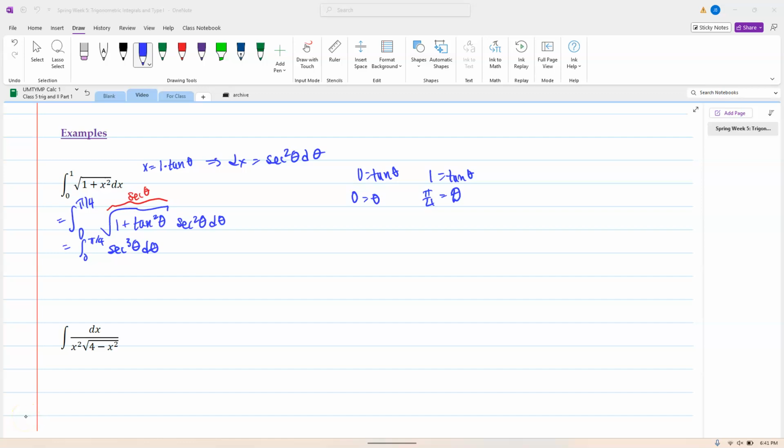Now you might be wondering, how in the world do we do this? Because we just saw in the last video how to integrate using secant and tangent if you had both of them present and odd exponents or both even exponents.